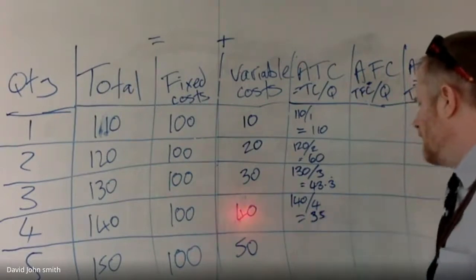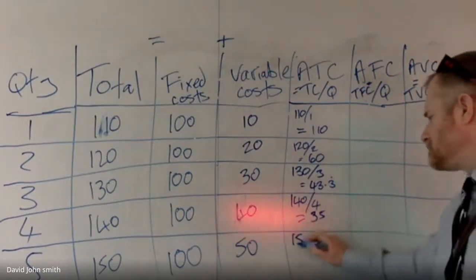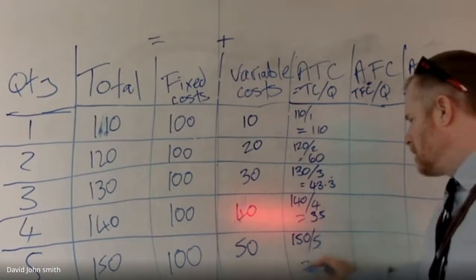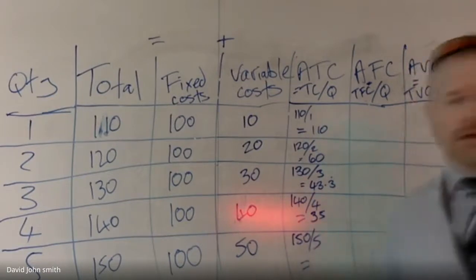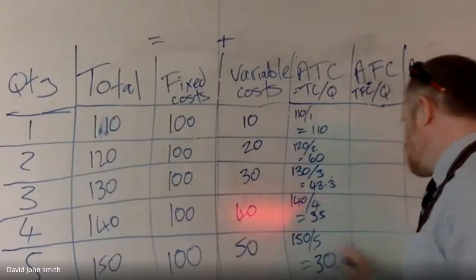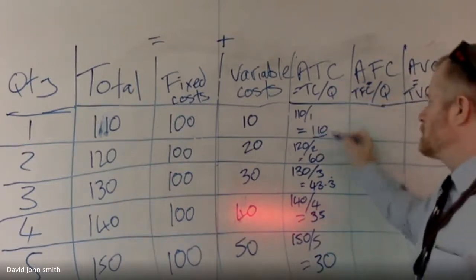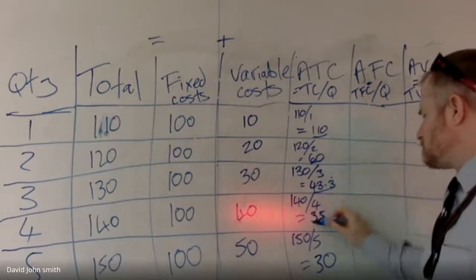35. Yes. Right. And then what else have we got here? 150 divided by 5. That's 30. Sorry, how much? 30. 30. Well done, team. So that's the average of your total costs.